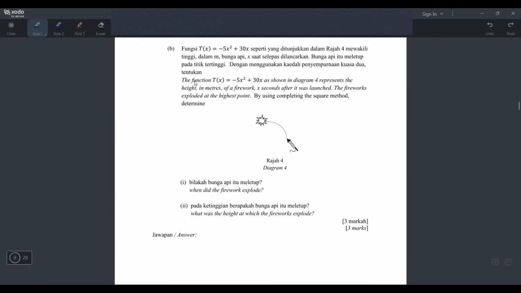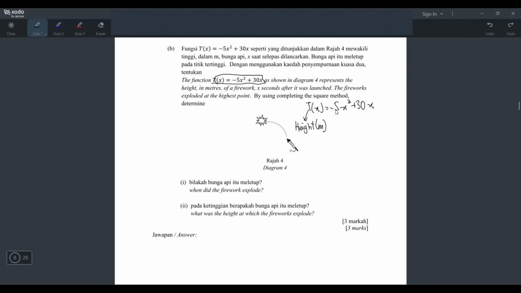Okay, B, let's read the question. The function T(x) equals negative 5x squared plus 30x, as shown in Diagram 4, represents the height in meters of a firework x seconds after it was launched. So let's write down the equation. T(x) equals negative 5x squared plus 30x. So what does the T represent? The T represents height, they say, right? Yeah, so this one represents height in meters, right? Height in meters. And then x is just the seconds.